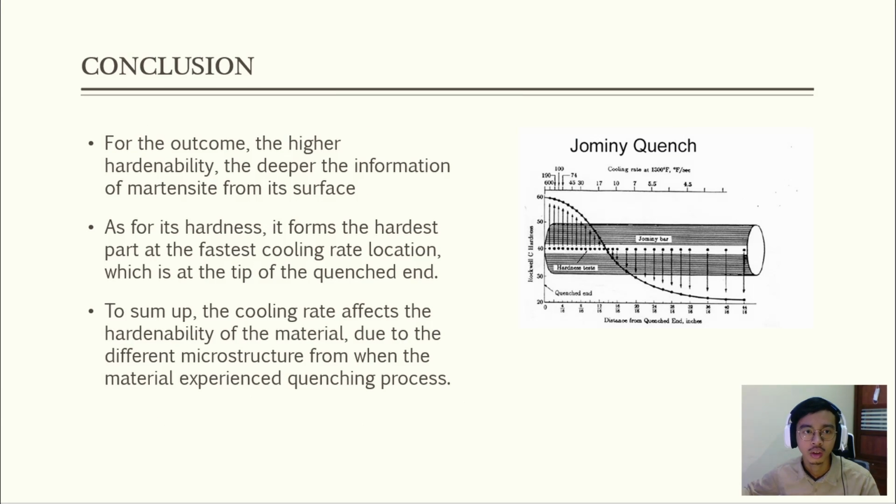So for the conclusion, the higher the hardenability, the deeper the formation of martensite from its surface. As for its hardness, it forms the hardest part at the fastest cooling rate location, which is at the tip of the quench end. To sum up, the cooling rate affects the hardenability of the material due to the different microstructures formed when the material experiences the quenching process.